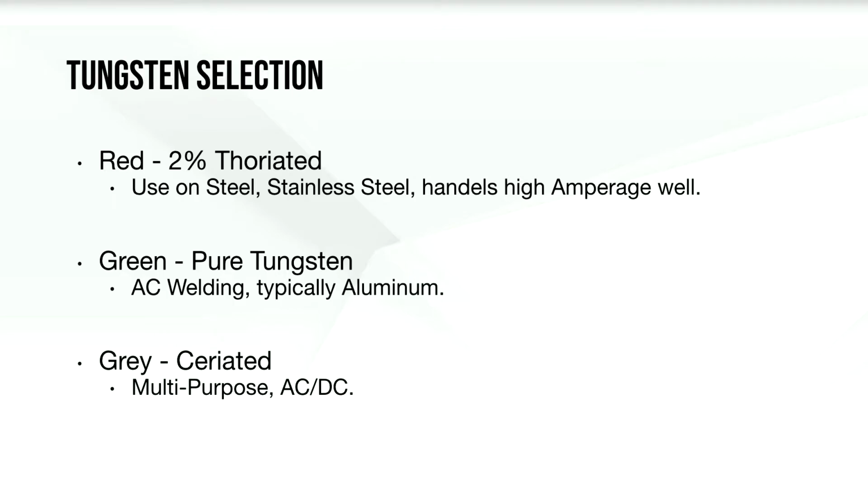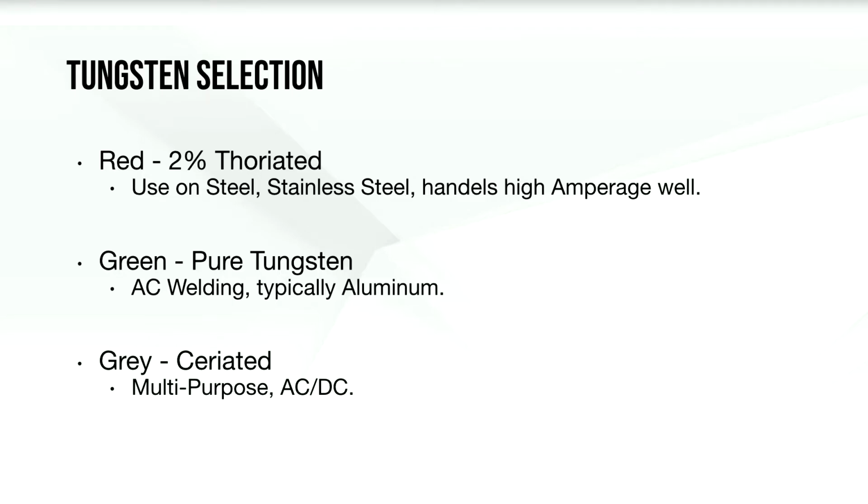Again, if you're using it on aluminum, segregate for aluminum. If you're using it on steel, segregate for steel. But it's an all-around, all-purpose one. It does not handle the high amperages as well as the red, and some people like it better than the green when welding aluminum. However, the green seems to carry the arc a little bit better for some people. Just depends on your individual preferences there.